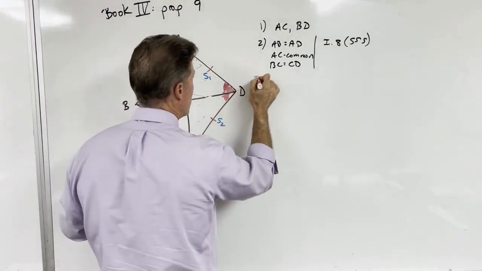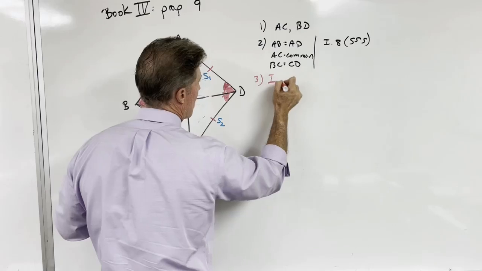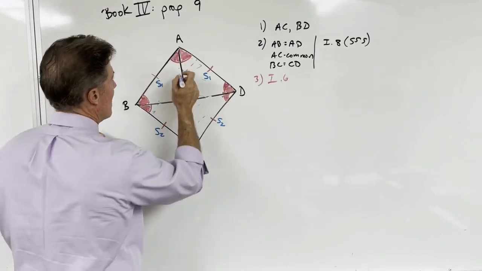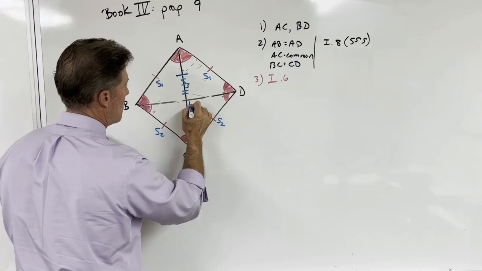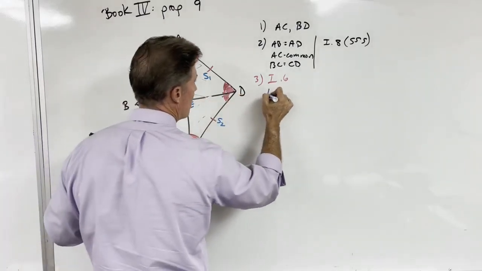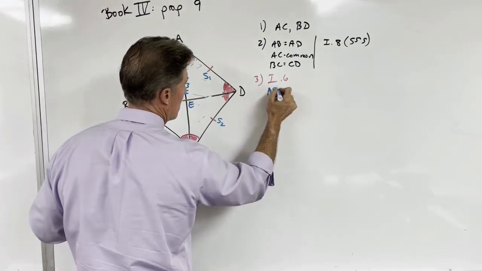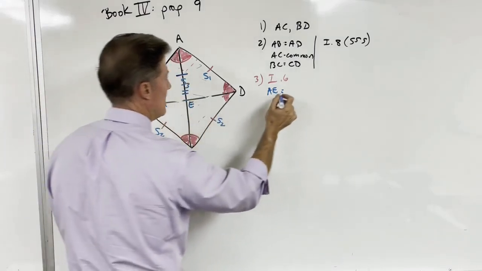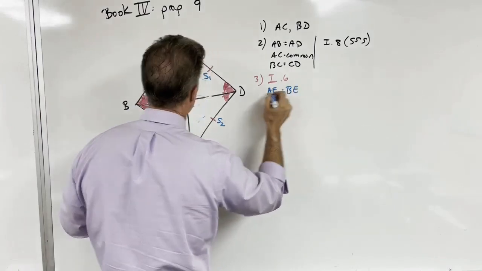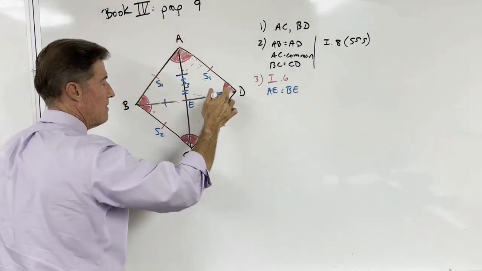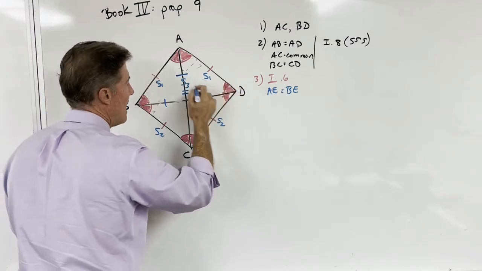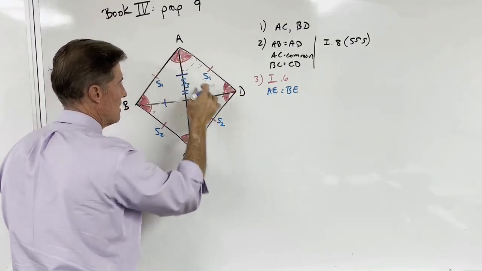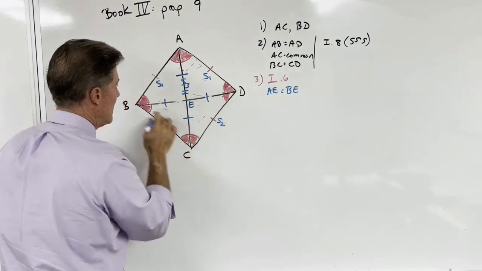Well, if those two angles are equal, Book 1, Prop 6 says that the sides subtending those angles are likewise equal. Therefore, let's call this E, this point of intersection. So AE has to be equal to BE, because if these angles are equal, then the sides subtending them are equal. Since all of these are bisected 90-degree angles, for the same reason, if these angles are equal, these sides are equal. These angles are equal, these sides are equal. These angles are equal, these sides are equal.